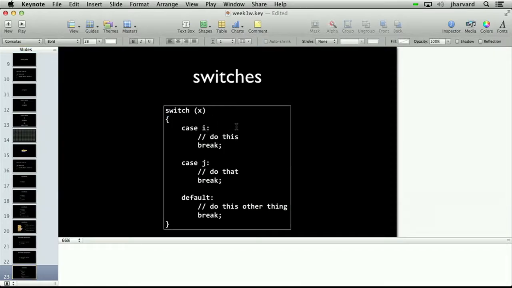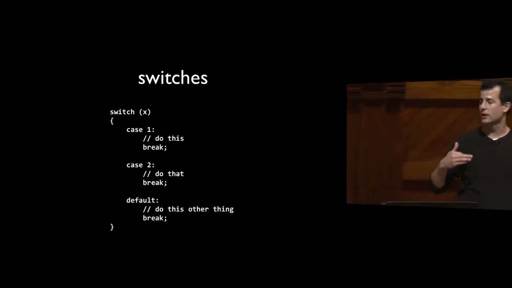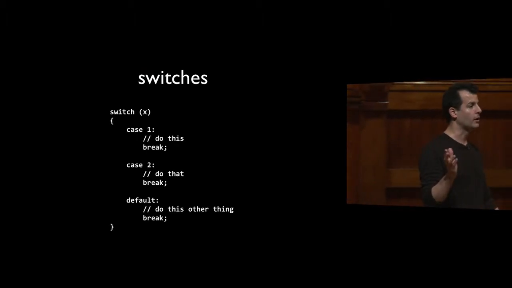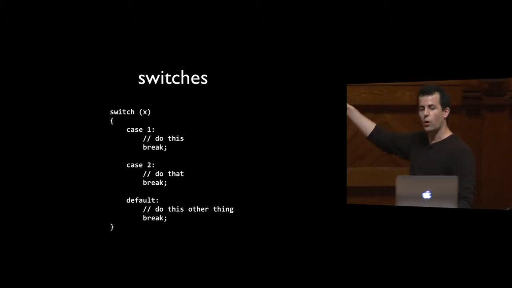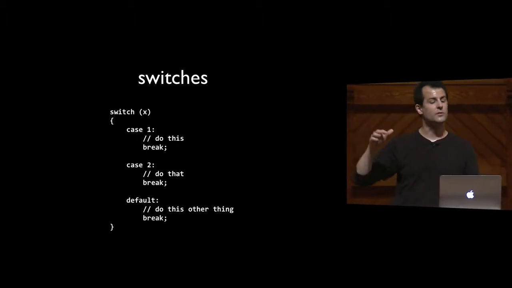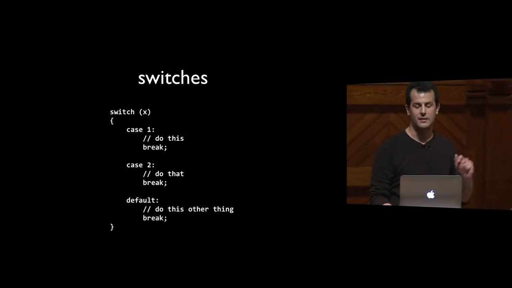If x is my variable and I want to do something if x equals 1, I can do that. If I instead want to do something if x is 2, I can do that. Else, if I want to do something else entirely, I can have a default case, in which case I do this other thing. So in that sense, it's equivalent to an if x equals 1, else if, else. But I mention this now just because we'll see it again. But for now, just know that it exists.